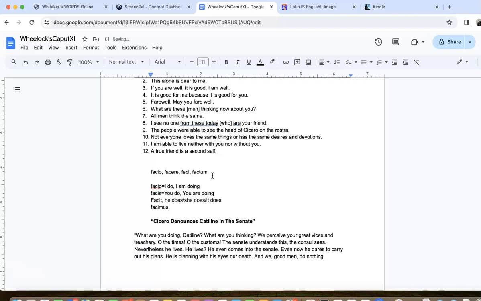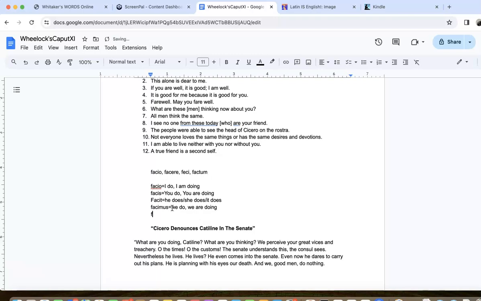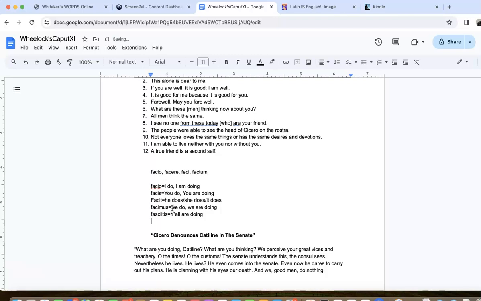Facimus, which we have here, equals we are, we do, or again, I'm not going to write this for all of them, but you get the point. We need it in present tense, is the point, we are doing. Facitis means you all. So we can put that in idiomatic English. You all are doing. Misspelled that one there.